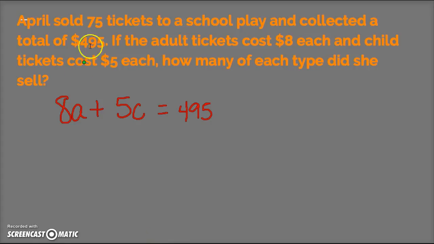The other part of this, the only other piece of information they gave us was that she sold 75 tickets. Okay, we don't know anything else except that it has to equal 75. But we do know the number of adult tickets plus the number of child tickets would have to equal 75. So here's your system. Now, if you had these equations switched around, let's say you had the A plus C equals 75 listed first, that's fine. It doesn't matter. As long as your two equations are exactly like mine, then you'll be good to go.